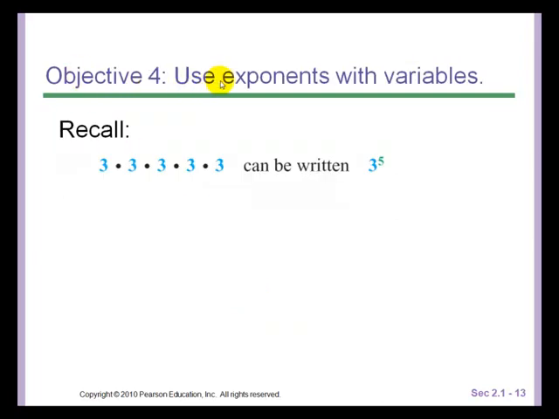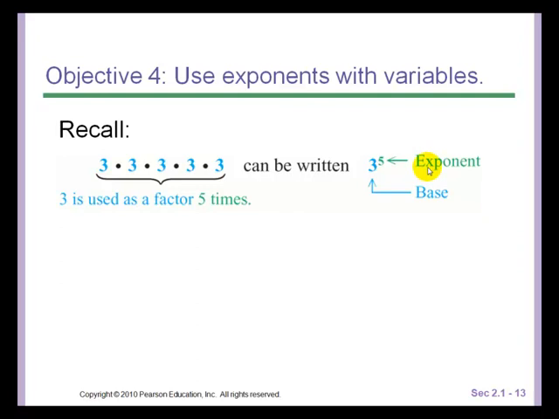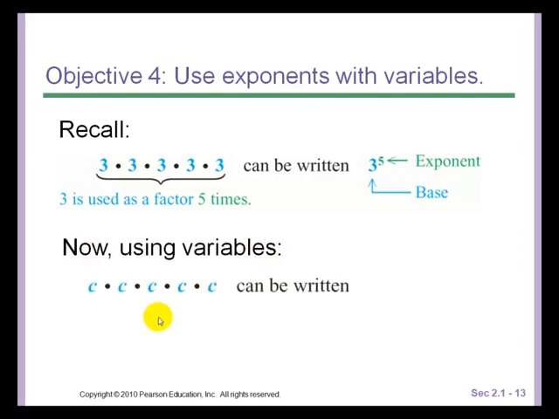Objective 4. Use exponents with variables. Recall, 3 times 3 times 3 times 3 times 3 can be written as 3 to the 5th. The 3 is used as a factor, so we call it the base. We use that factor 5 times, 1, 2, 3, 4, 5, so that is the exponent. This same rule applies even when we're using variables.